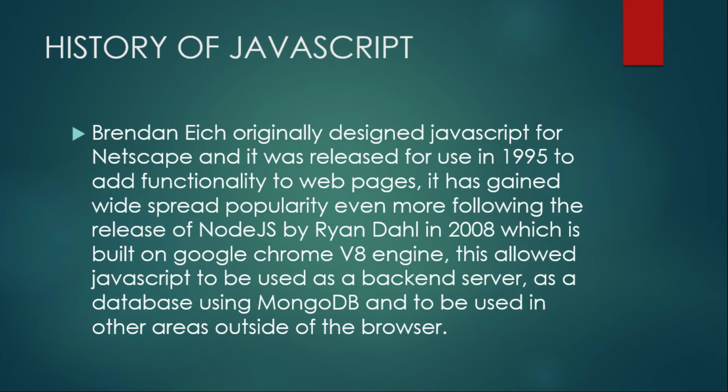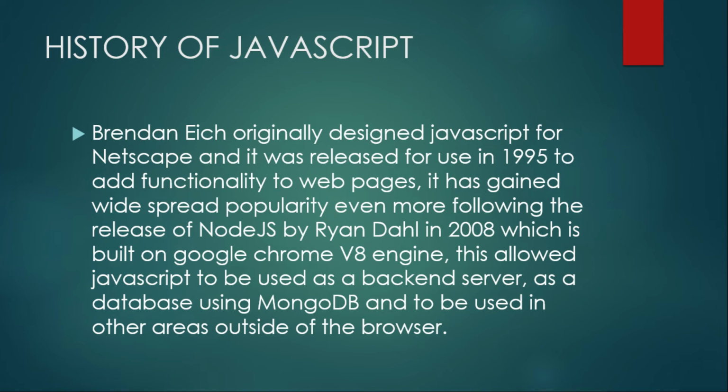Now let's look at a brief history of JavaScript. JavaScript was originally designed by Brendan Eich. He designed JavaScript for Netscape, and it was released for public use in 1995. The main goal of him developing JavaScript was to add functionality to web pages, to control the behavior of web pages. When it was released, it gained widespread popularity.